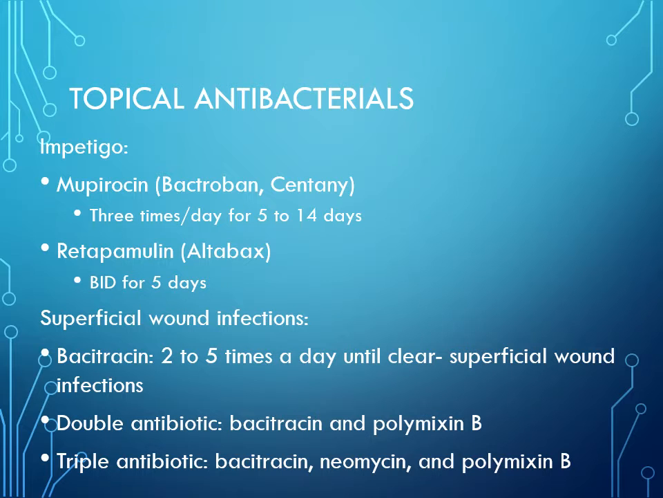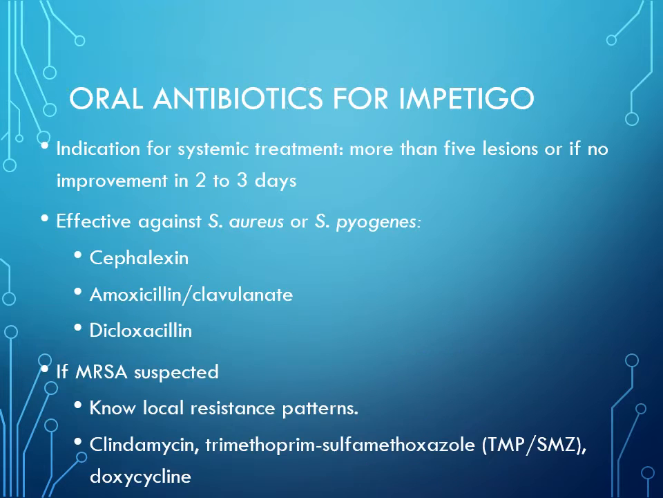So if a patient has, say, an abrasion that is very superficial, we can just advise them to use bacitracin, or they can use double or triple antibiotics. When there is an indication for systemic treatment, which would be when there are more than 5 lesions or if there's no improvement in 2 to 3 days, we should use oral antibiotics. Generally, Keflex, Augmentin, and dicloxacillin are used.